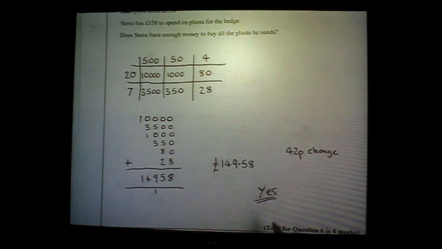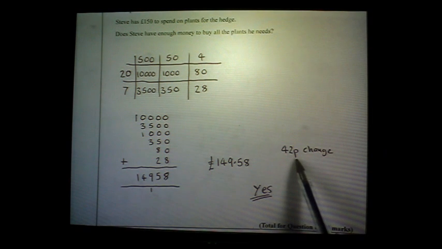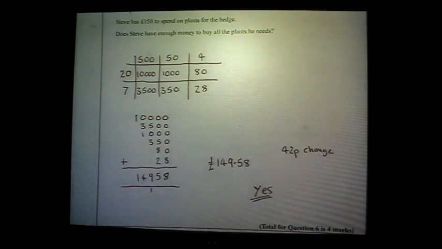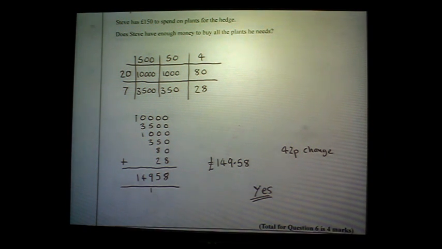Convert it to pounds. So nice and clearly, yes, he does have enough money. And I've just put down there he's got 42p change. When the examiner marks this, if you've written yes and 42p change with some nice workings, they'll simply give you the 4 marks, then move on.